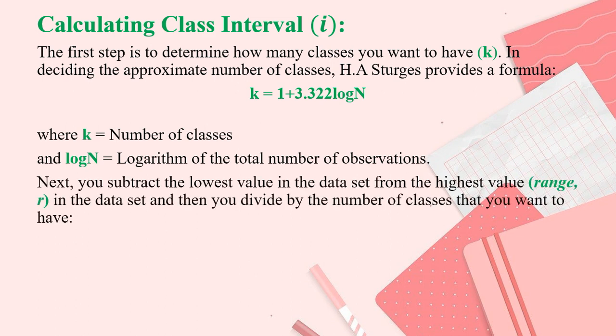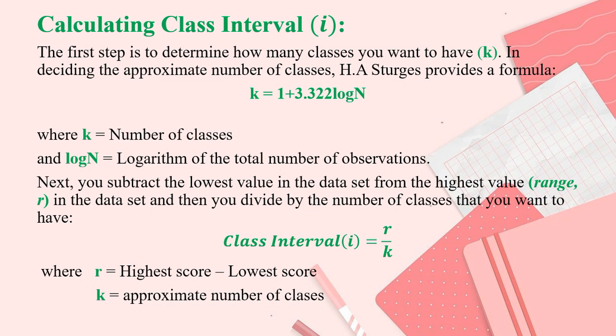Next, you subtract the lowest value in the data set from the highest value, which is our range in the data set, and then divide by the number of classes that you want to have, where R is highest score minus lowest score, and K is the approximate number of classes. So to find the class interval, we have R divided by K. Okay? Next, let's have our example.